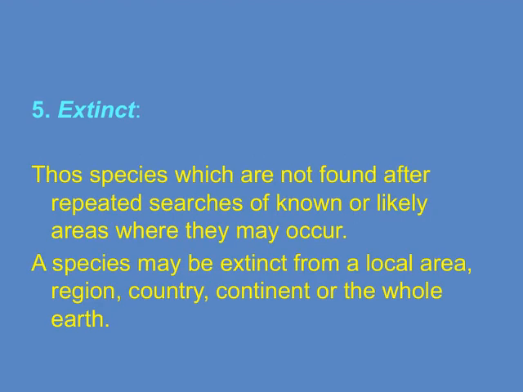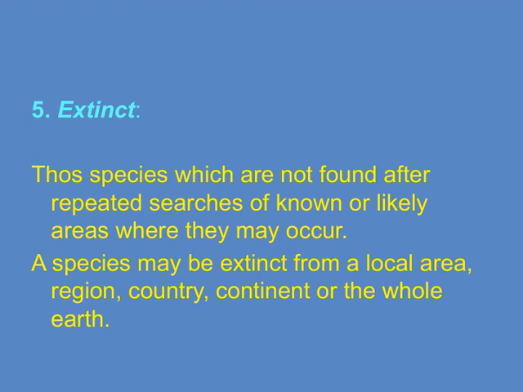Now let's talk about species that are classified as extinct. These are species that, after repeated searches in areas where they were likely to be found, whether that's a local habitat, a region, or even across an entire continent, simply haven't been seen. In fact, thorough searches have failed to turn up any individuals.